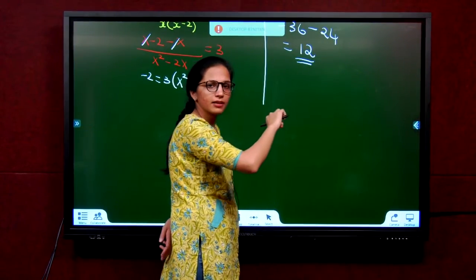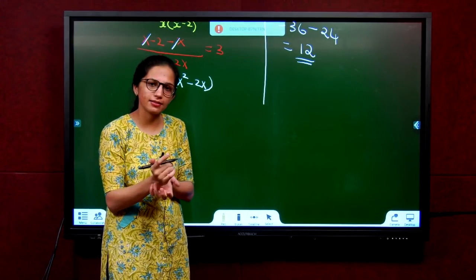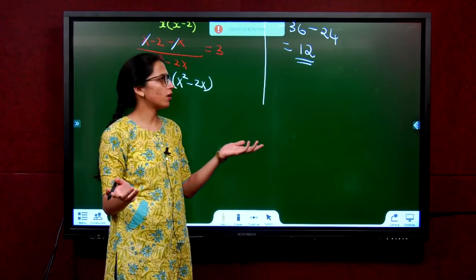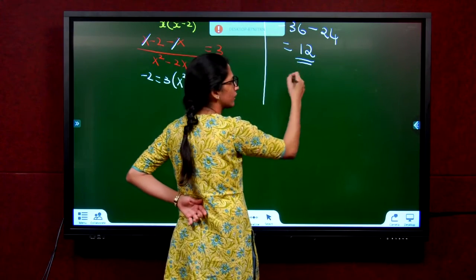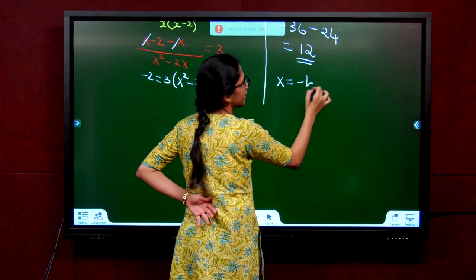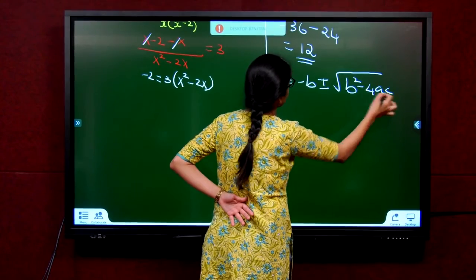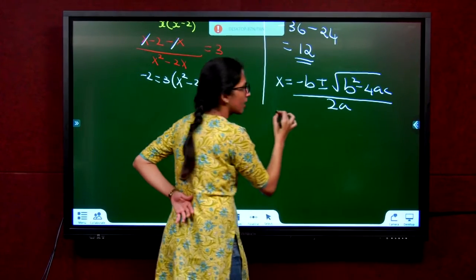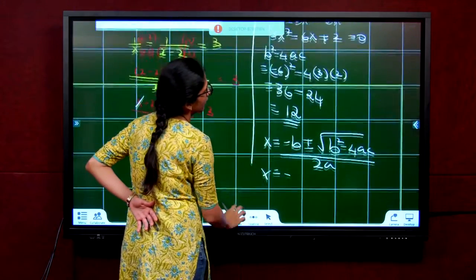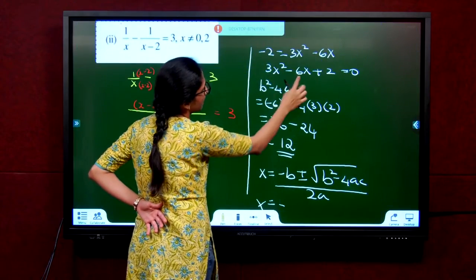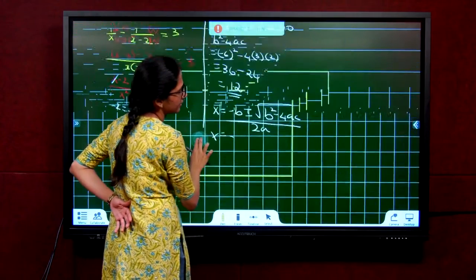Should we write that statement here? Not necessary, because in the question they are not asking you to check if they exist. They are just telling you to find the quadratic roots of the equation. So you don't have to write it down. You can directly go ahead with x equals minus b plus or minus root of b square minus 4ac by 2a. x is equal to minus, what was b? What was the value of b? Minus 6. b is minus 6.